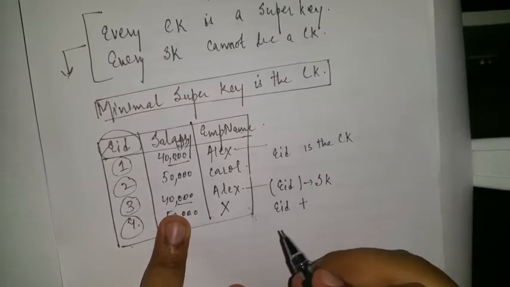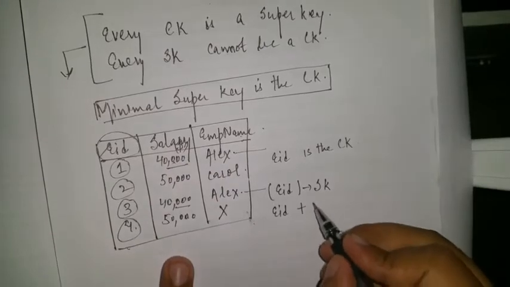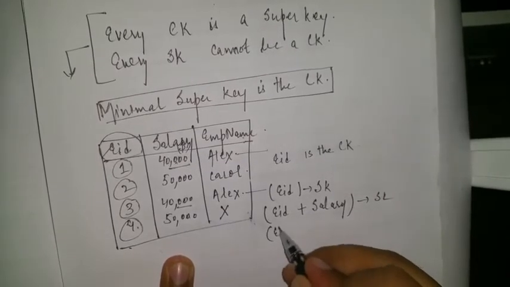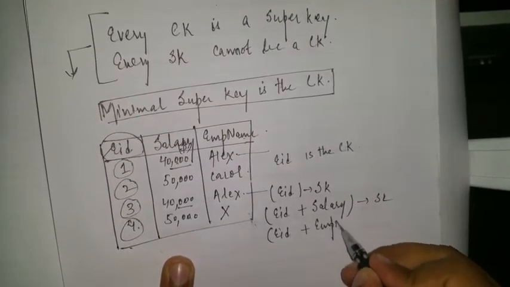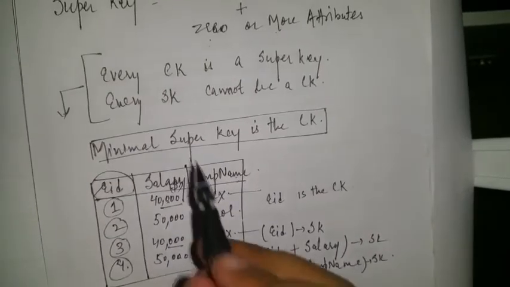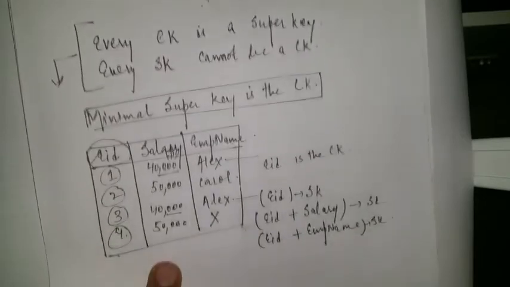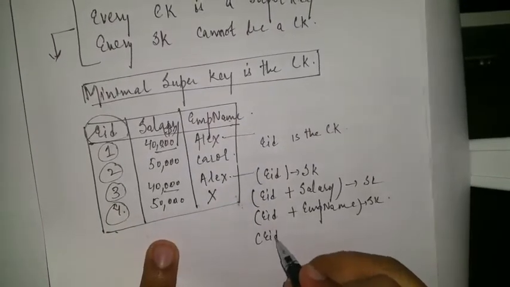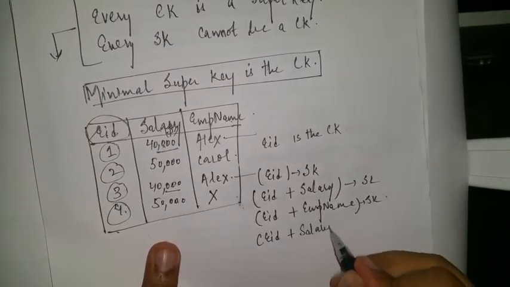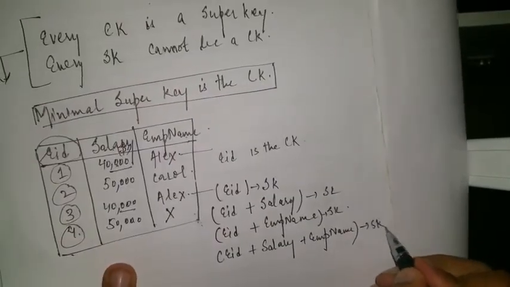Candidate key plus I take 1 attribute, it can be either salary or employee name. Let us first take salary, which is a super key, and employee name separately, which is a super key again. Now, candidate key plus 0 attribute has been covered, plus 1 attribute has been covered. Now, candidate key plus 2 attributes. The leftover 2 attributes are salary and employee name, which is again a super key.